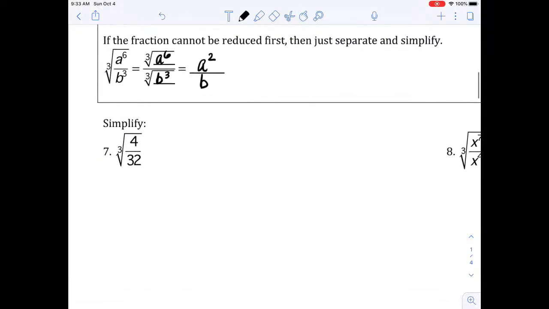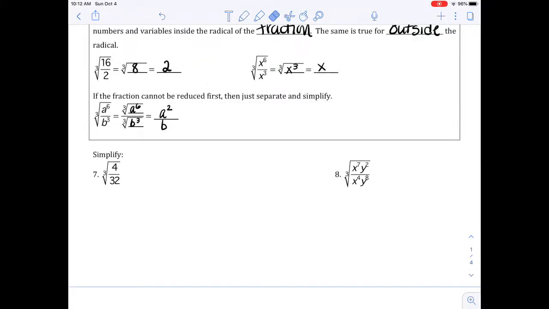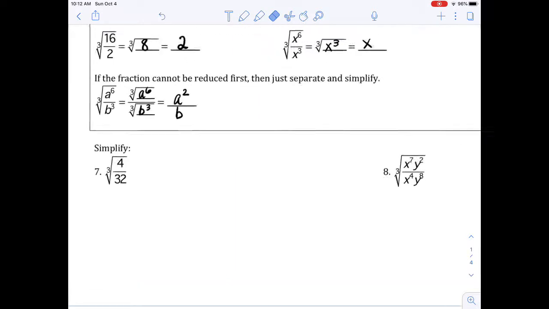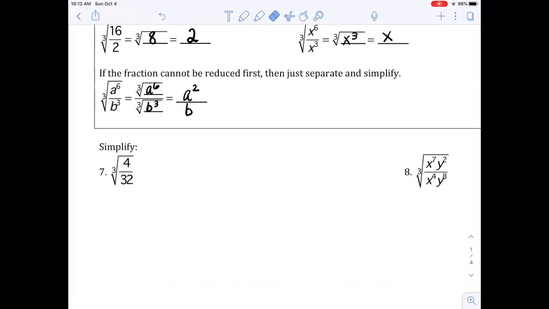All right, so let's practice some dividing. All right, for the first one, we would simplify the fractions. You can go to your calculator if you want and type in 4 over 32 and reduce it. 4 divides into 32. All right, when we're simplifying and dividing, we're going to begin by simplifying what's under the square root. So for here, this would be the cube root of 1 over 8, because we're reducing 4 over 32. And then we would separate cube root of 1 over cube root of 8.